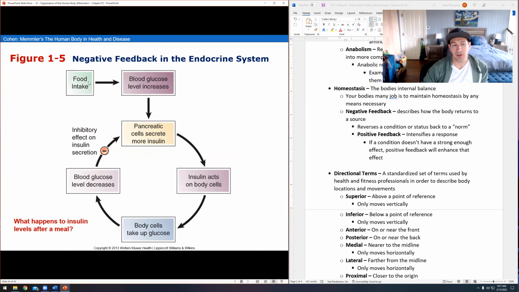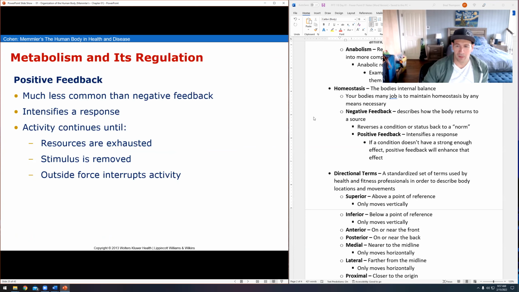So here's an example of that, right? We take in food that raises our glucose levels. The pancreas releases insulin. Insulin drives the sugar out of our blood. And then our blood sugar levels are back to normal. But let's say they get a little bit lower than they're supposed to. So then you're going to get hunger, right? And then that's going to cause food intake, which will repeat this whole process. So that's negative feedback, right?